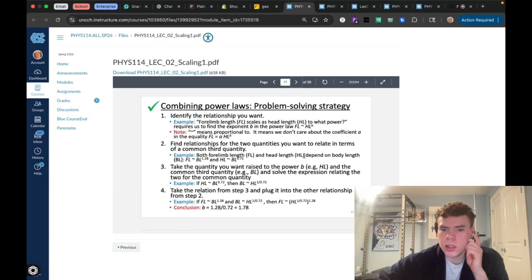Take the quantity you want and the coefficient. It looks like this way. If you're saying head length is equal to body length at 0.72, you can just flip it and say body length is equal to head length, and you do the inverse of 1 divided by 0.72.